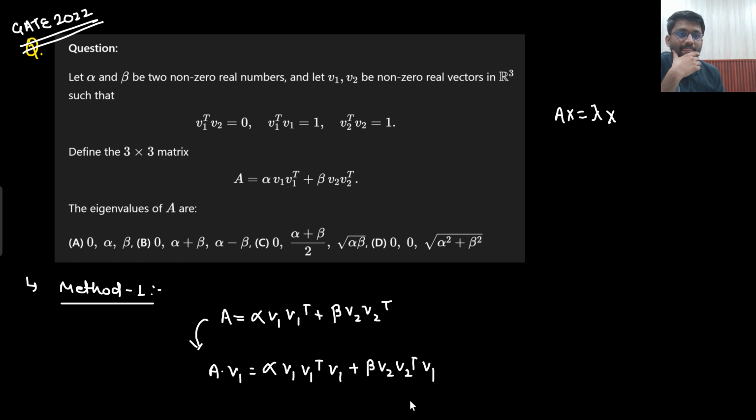What do I see here? v2 transpose into v1 will be 0. If v1 transpose into v2 is 0, then take the transpose on both sides, what will you get? v2 transpose into v1 should also be 0.